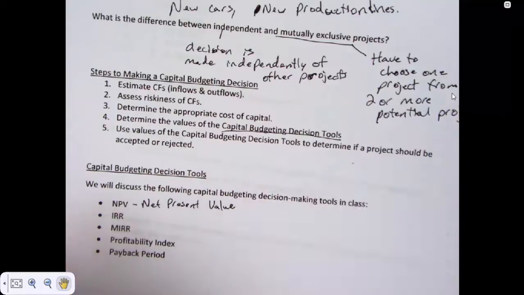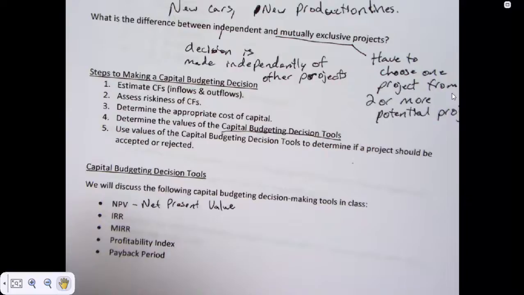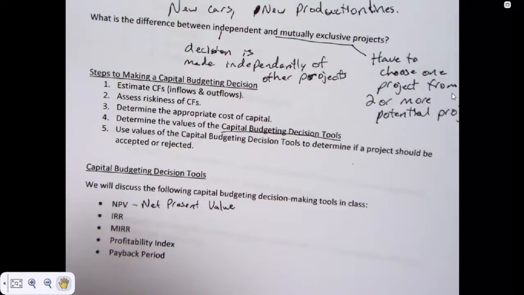So net present value, what we do here is we estimate the future cash flows of a project. We discount them back to today at the required rate of return. And if those future cash flows are worth more than what we have to invest today, then we say that the project has a positive NPV and that it's an acceptable project.